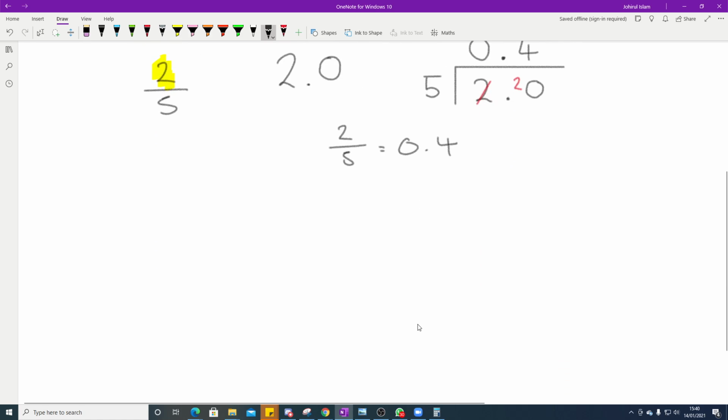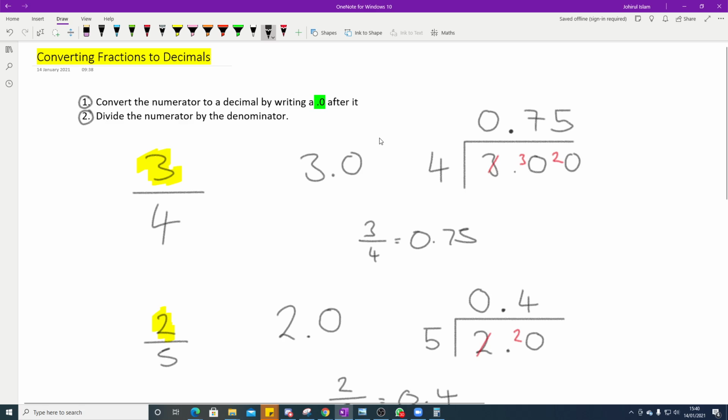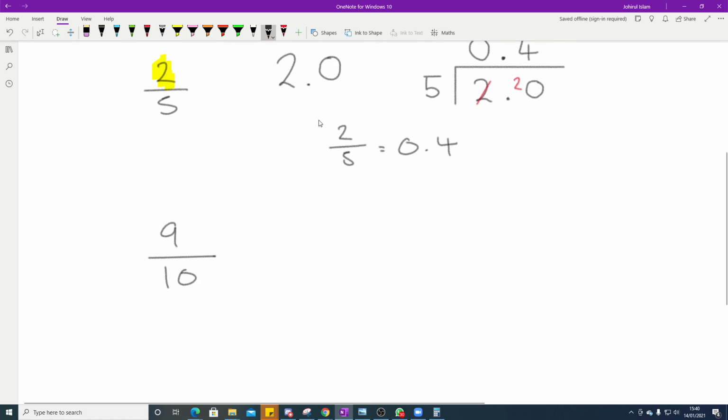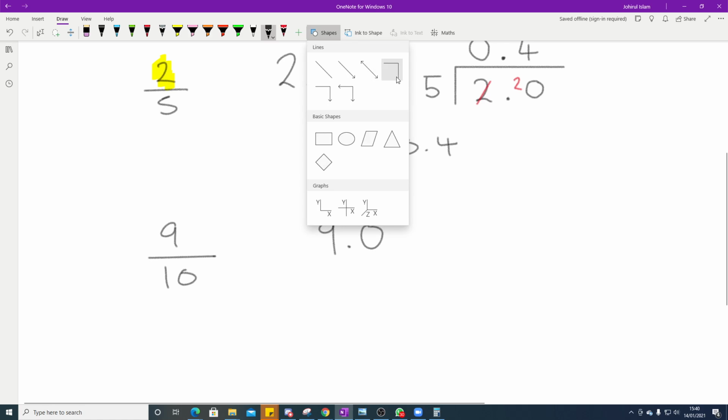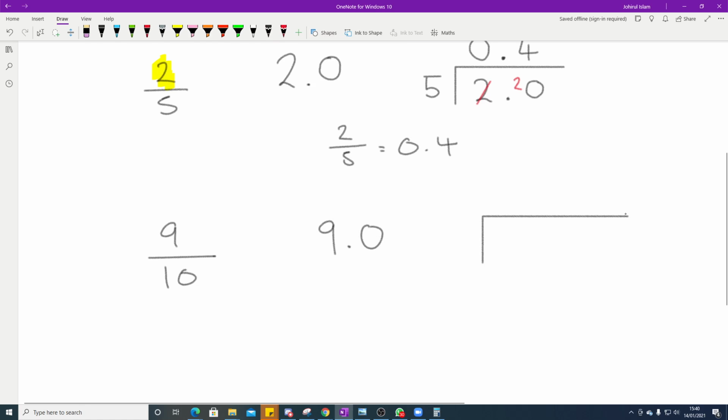Let's do one more question. So we can do 9/10. Same thing again. Step one. Always go back to the instructions if you're unsure. Convert the numerator into a decimal by writing a 0.0 after it. So over here we're going to write 9.0. Create the bus stop. Inside we're going to put the decimal because we're dividing the numerator by the denominator, and the denominator will go on the outside of the bus stop, and then you just do the division.